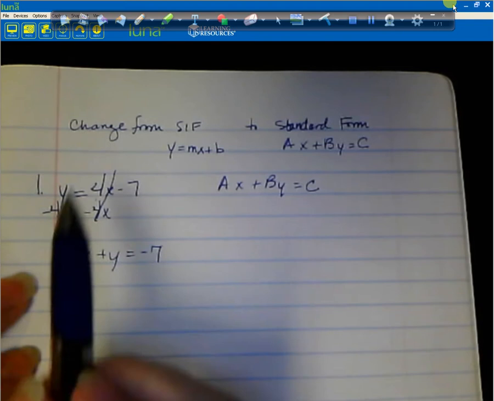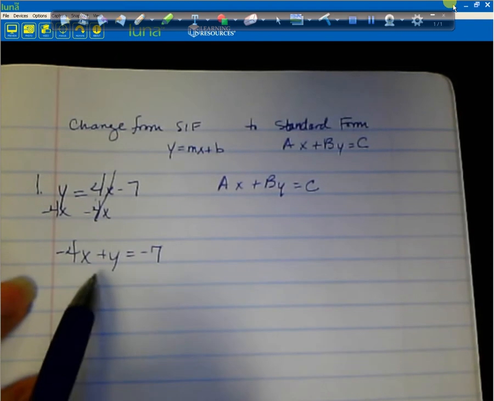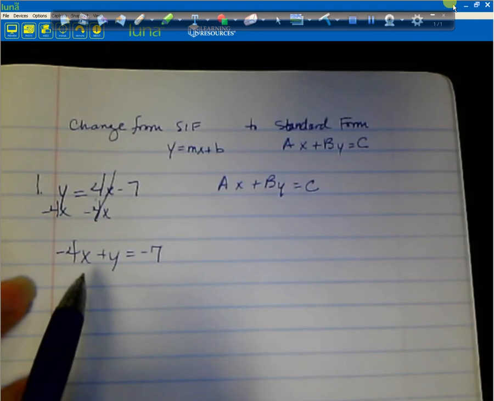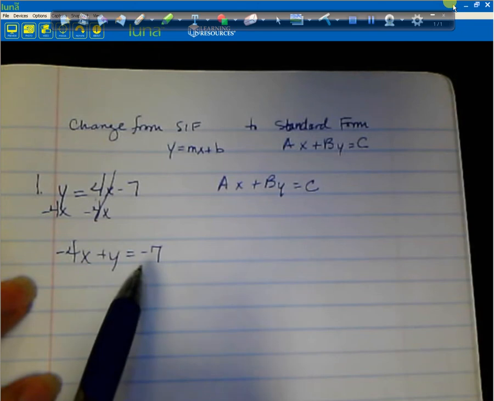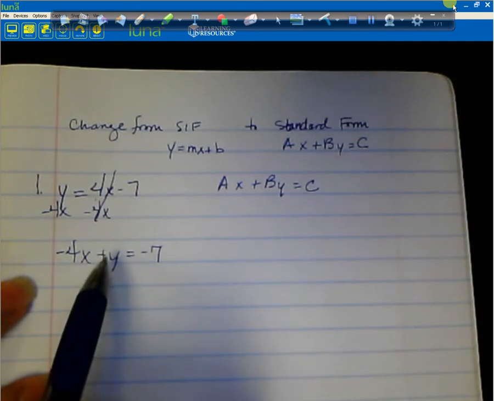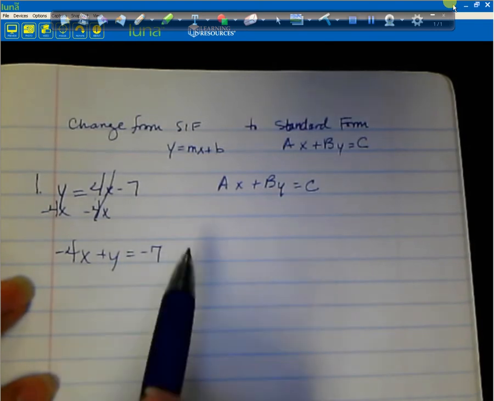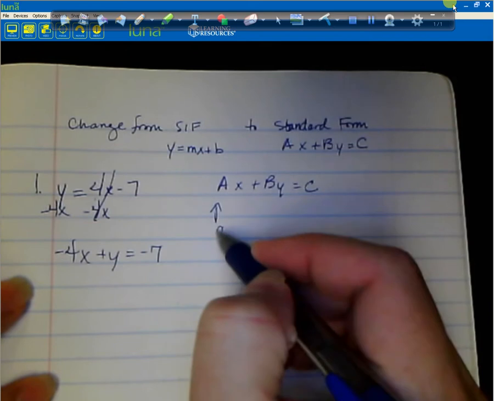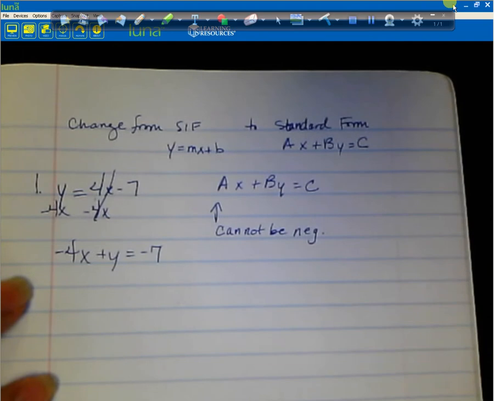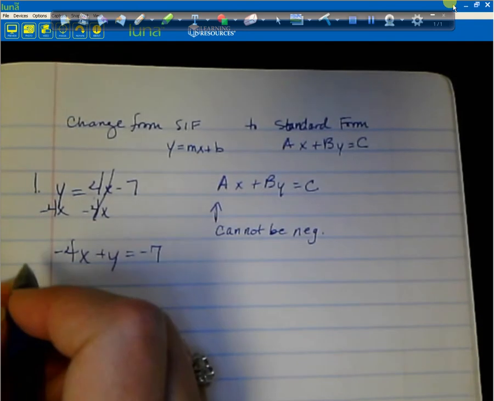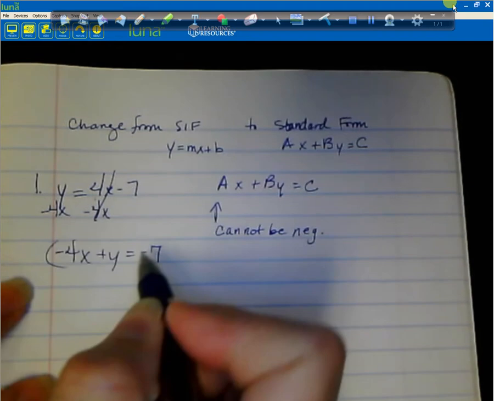Now keep in mind here that negative 4x and y are not like terms, so I can't combine them at this point. I've got my ax plus by equals c. You can tell that my b in front of my y would be the understood 1 there. The only problem with what I've got here is that A cannot be negative. So in order to change it from negative to positive, I have to multiply the whole thing times negative 1.